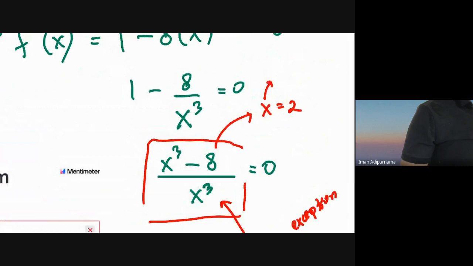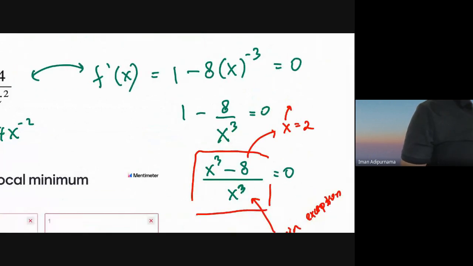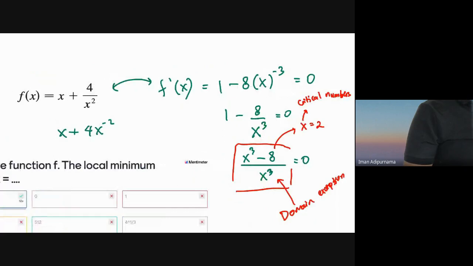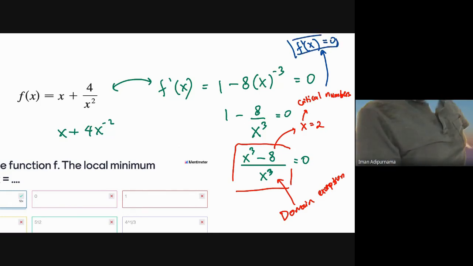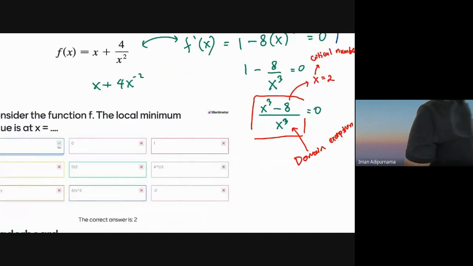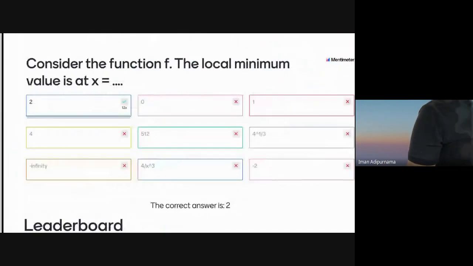This x, if you remember, we call the critical numbers. The critical numbers are where f prime of x equals 0. So every time you check where f prime equals 0, the x itself we call the critical number. It's not always a maximum or minimum, but whenever you find f prime equals 0, that x will be our critical number. But for this case, the x will be 2.